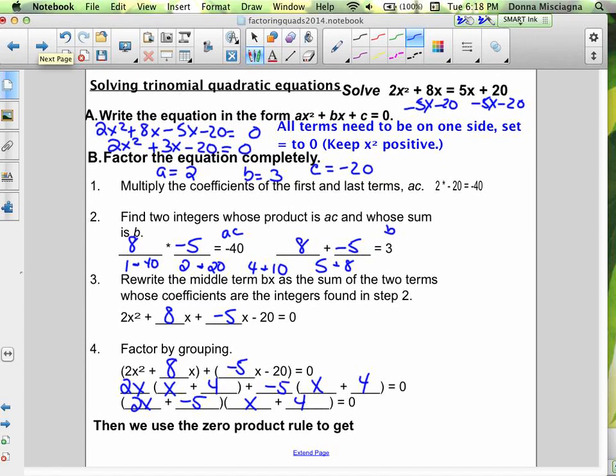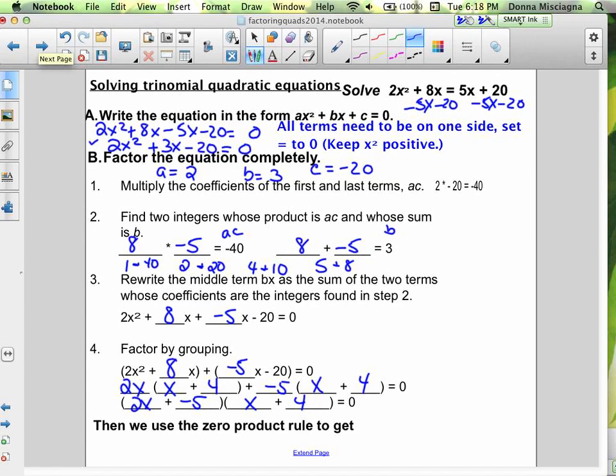So if we were multiplying 2x minus 5 times x plus 4, right, we'd have 2x times x plus 4 and negative 5 times x plus 4. And we'd distribute, right? We'd have 2x squared plus 8x and negative 5x and negative 20. And then we combine the like terms, and that would have gotten us right back to this equation here. Right? And so when we're factoring, we're just doing that same thing but backwards.